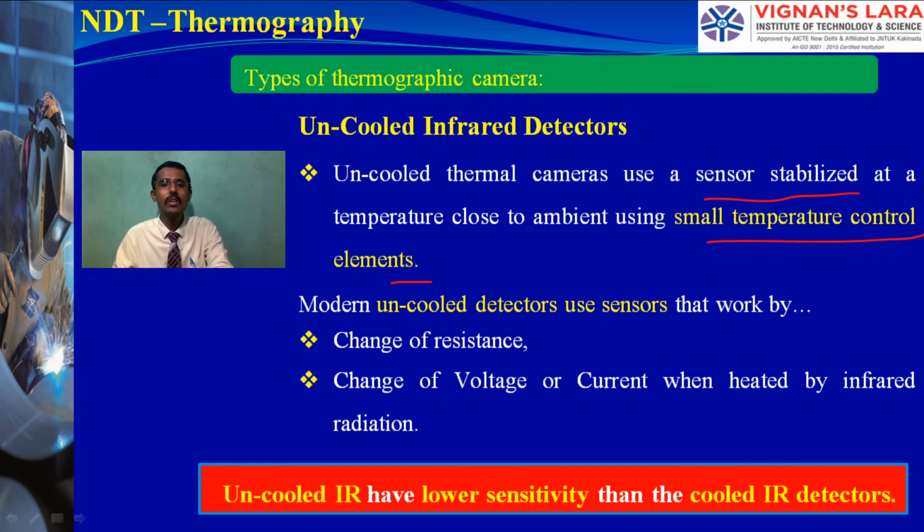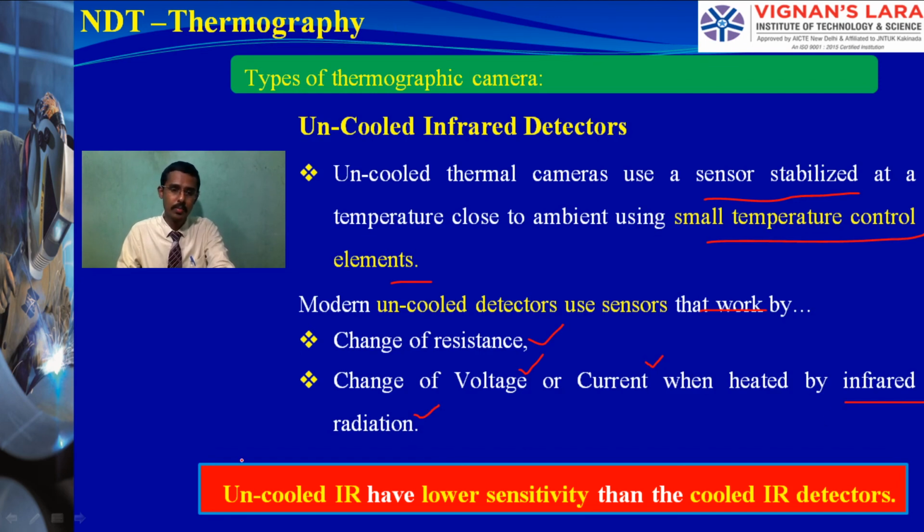Modern uncooled detectors use sensors that work by, as we have seen, resistance changes, voltage and current changes, or magnetic property and field changes. When the material is heated, magnetic properties also will change. Up to a certain limit, we are able to use that method to identify how much the temperature is increasing or decreasing. So the resistance is converted into some electrical formats: change in the resistance, change in the voltage, change in the current when heated by infrared radiation.